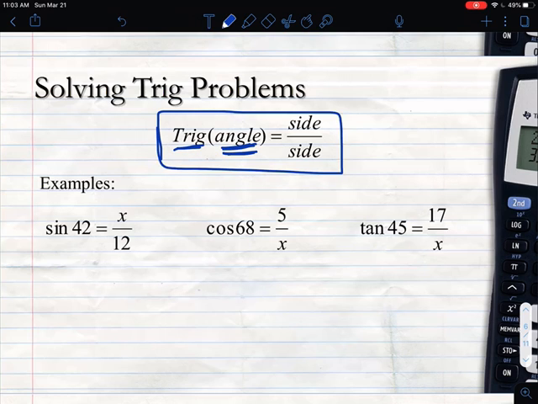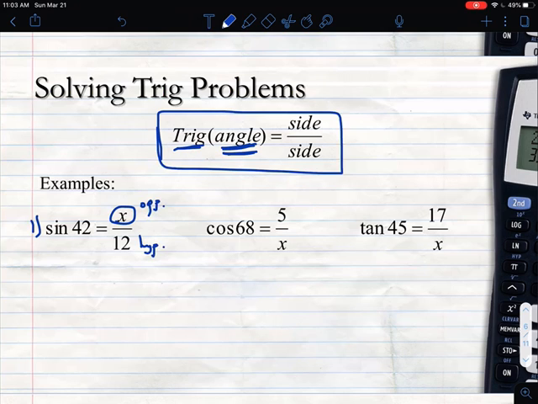Now, as far as solving then, if we come down to this first example here, it says the sine of 42 degrees is equal to x over 12. And so what we're looking at is we're trying to find a missing side. So this would be like my opposite leg, where the hypotenuse is 12. So if we're looking at sine, that's opposite over hypotenuse.